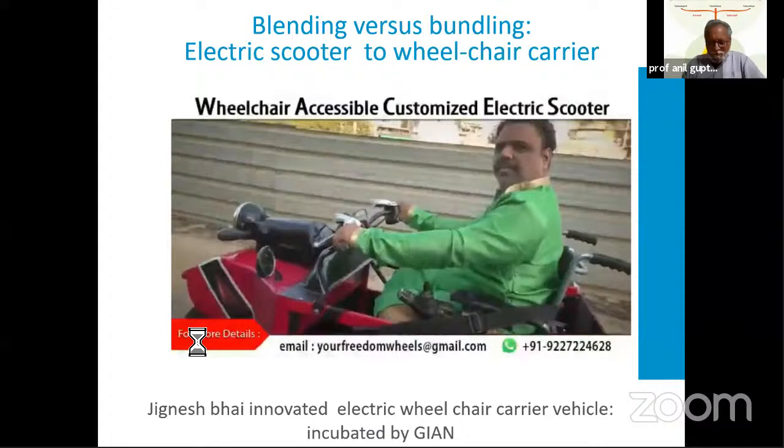And now tell me, how did we discover? I and some colleagues of mine were coming from Gandhinagar. On the way, we saw Jignesh Bhai driving something of this kind. It was not as nice. Gyan has supported him for making a better model now. It looks much sleeker. At that time, it was a little crude. So we saw a wheelchair person going on a vehicle like this, right? So we overtook him and then asked him to stop.